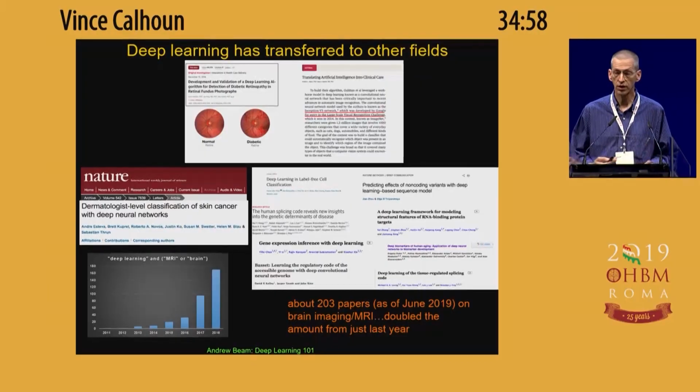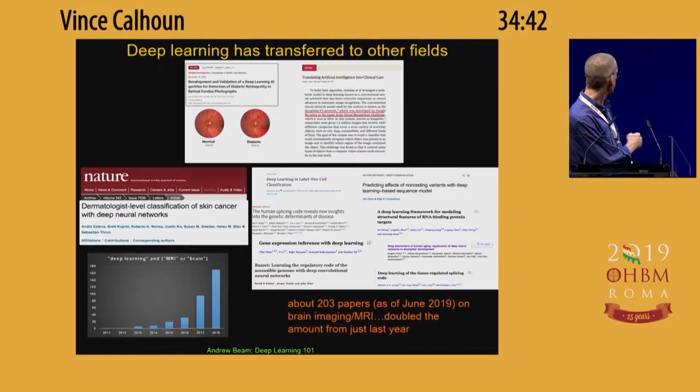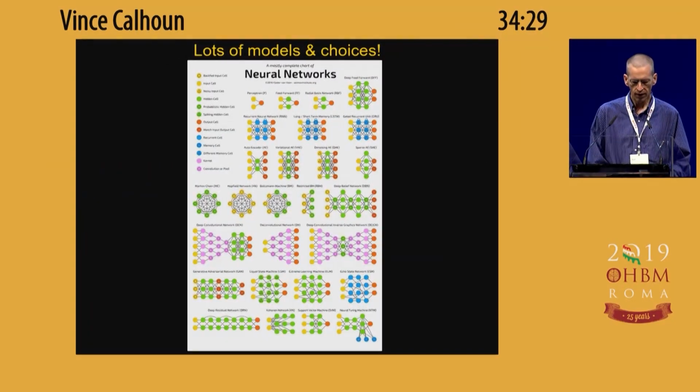It has also transferred to other fields, including neuroimaging now, detecting subtle things from images that can predict future outcomes. For example, looking at the retina, looking for skin cancer, gene expression. If you look at the impact of deep learning in brain imaging, you can see it's more than doubling every year. Just from last year to this year, it's already doubled, if you're just looking at brain imaging and MRI.